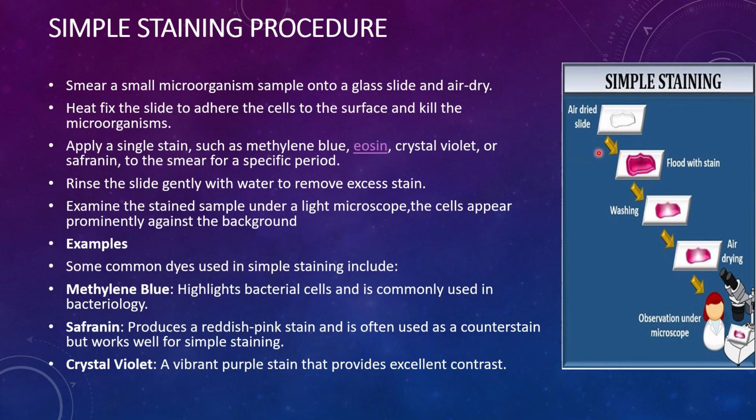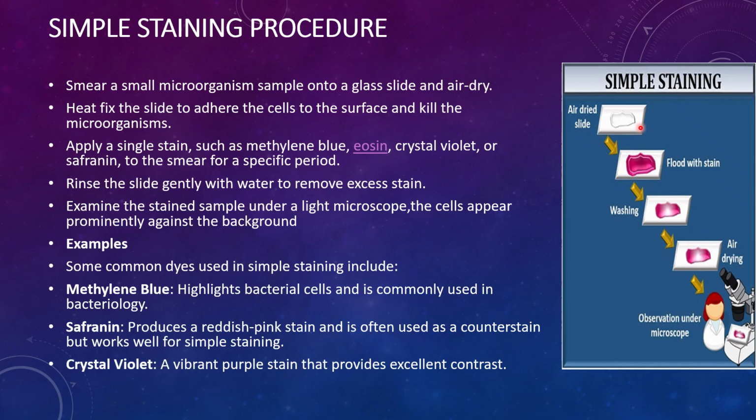Yes, so now the first step is you take a clean glass slide. Then, using a loop, you take a small amount of the microorganism sample and make a very thin smear on the slide. See, this is called a smear, and this is a glass slide. Only when it is thin can you observe the structures very clearly, and that's the reason you need to make a very thin smear.